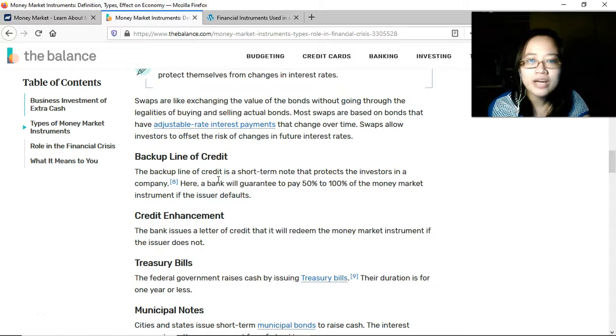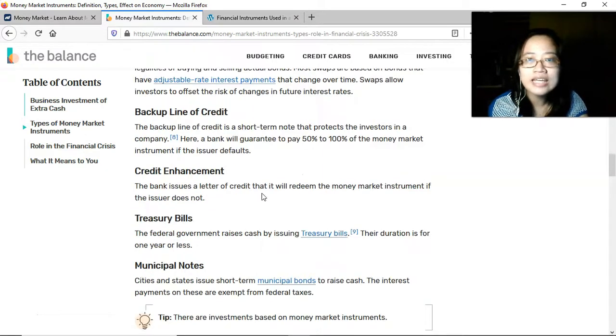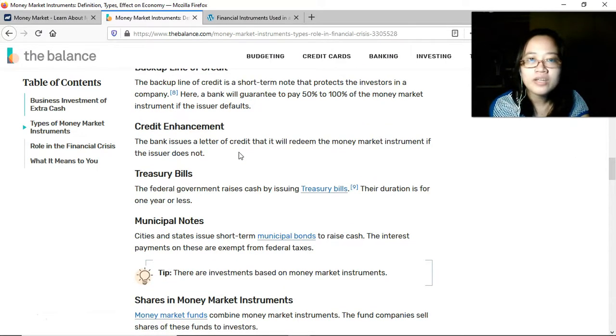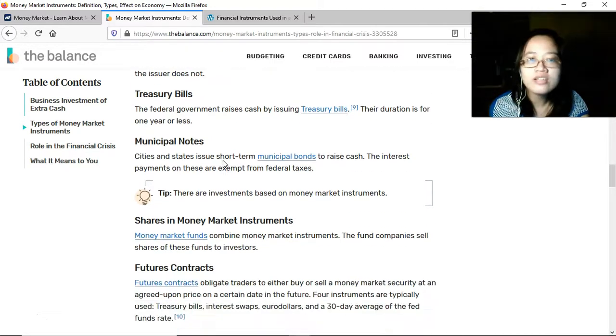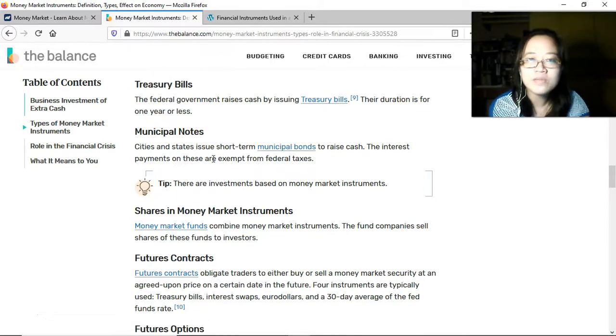Backup line of credit. Backup line of credit is a short-term note that protects the investors in a company. Here, a bank will guarantee to pay 50 to 100% of the money market instrument if the issuer defaults. So, parang CDO, credit default option. Parang ganun. Credit enhancement. Bank issues a letter of credit that it will redeem the money market instrument if the issuer does not. Okay, so parang ganun din. Parang insurance itong dalawa. Treasury bills, municipal notes, wala tayo dito sa Pilipinas.